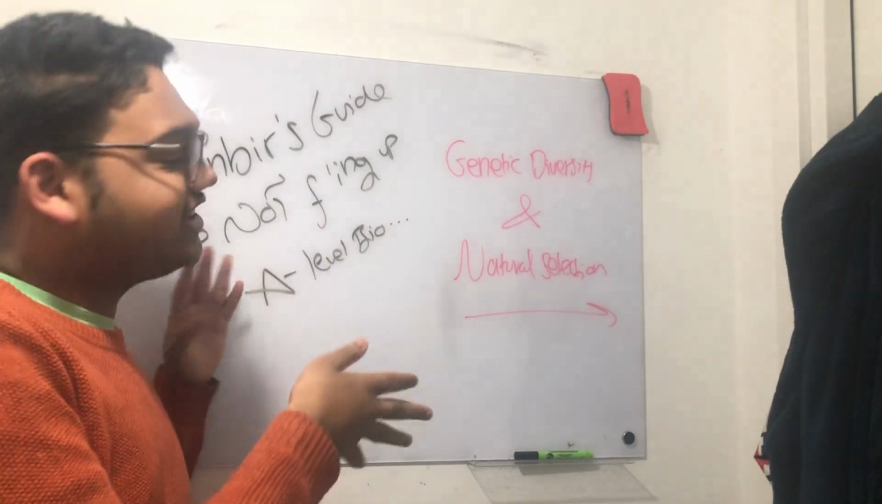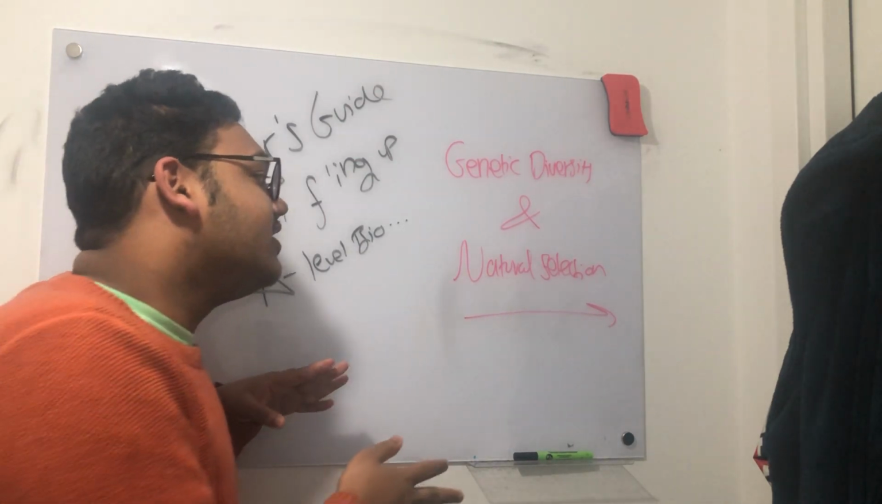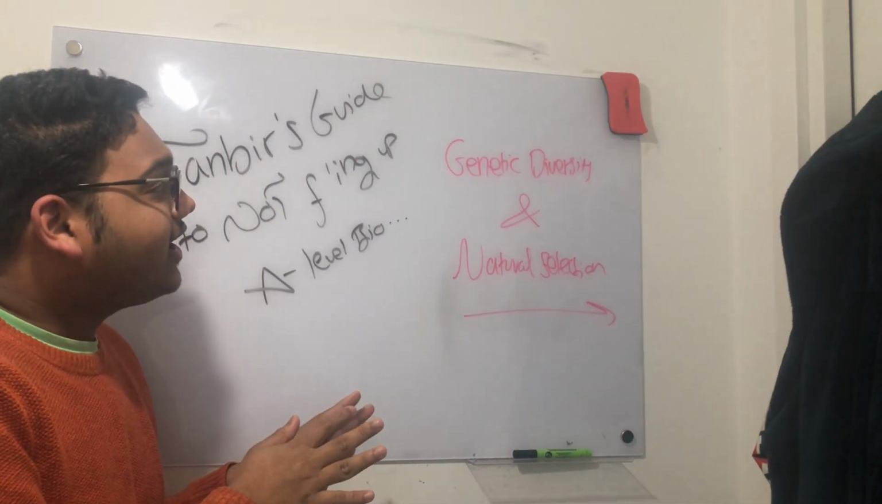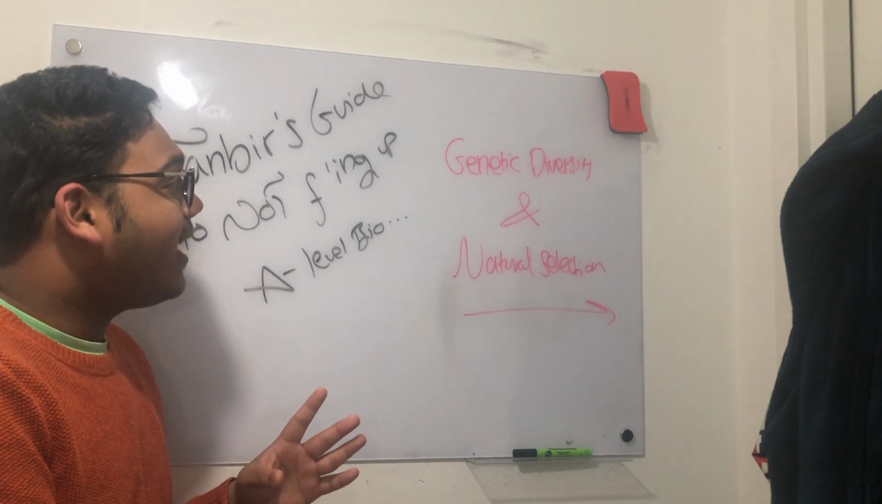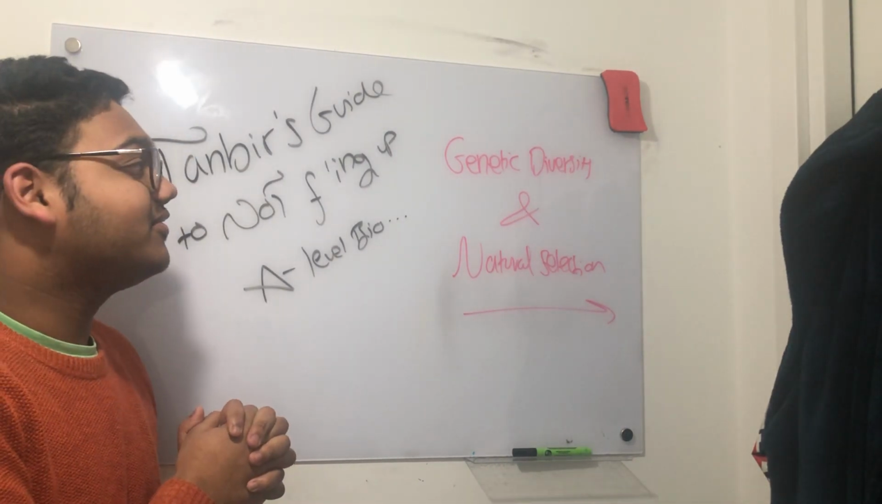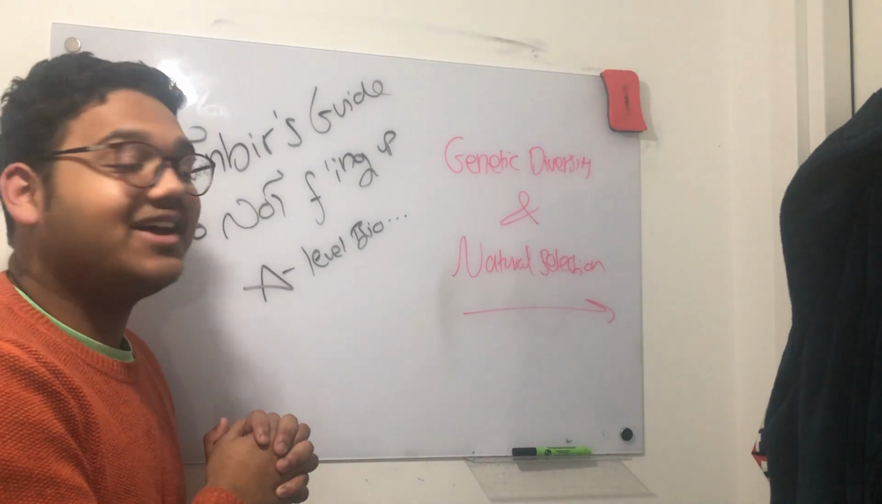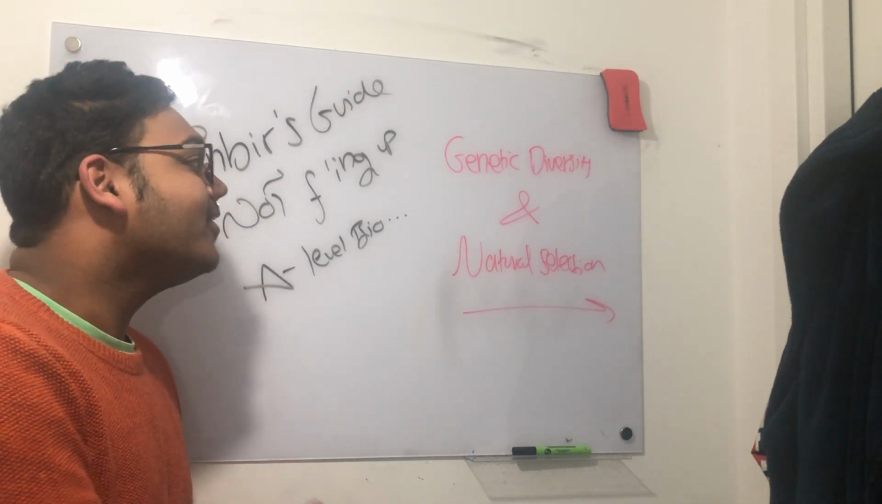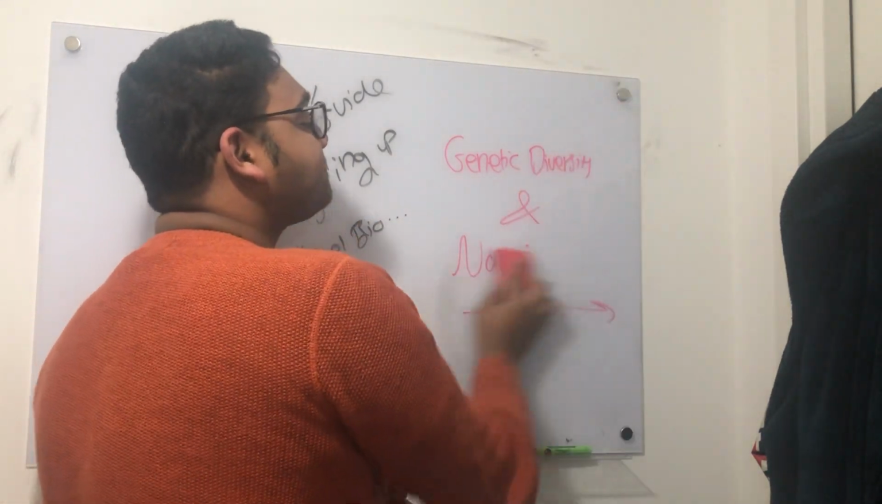Today we're going to be doing genetic diversity and natural selection. The way I go over this topic is really weird. I do it in the context of food because I think it's a great way of learning natural selection. So yeah, let's just get started.